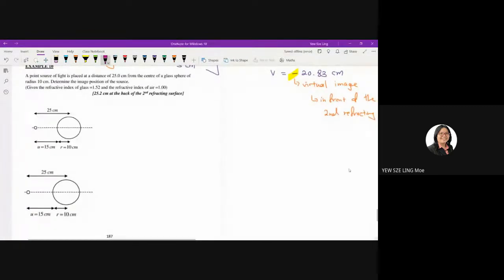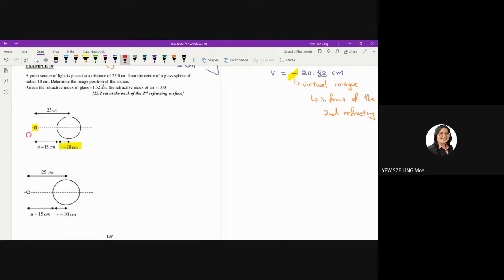Okay, now let's look at example 10. Example 10: a point source of light is placed at a distance 25 cm from the center of the glass sphere of radius 10 cm. So now you have radius 10 cm right here, and this is your object.